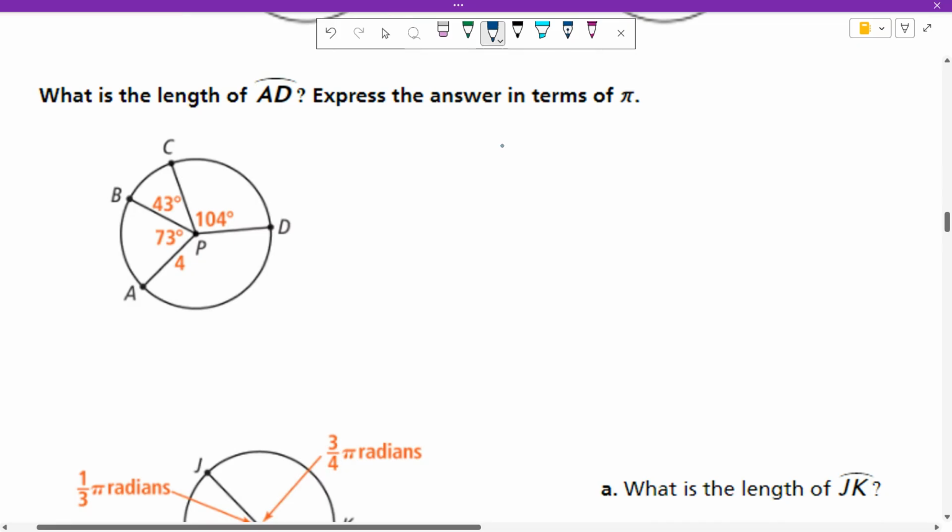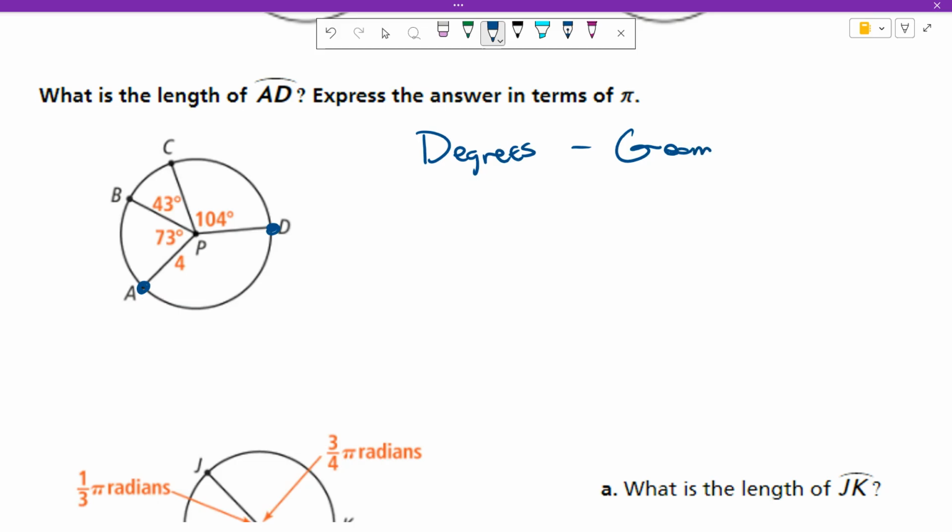All right. So, what's the length of arc AD? From here around to here. What's the distance of the black line there? To figure it out, if you have things in degrees, that deals with geometry. So arc length is S. S equals the number of degrees over 360 times 2 pi r. That's what arc length is.